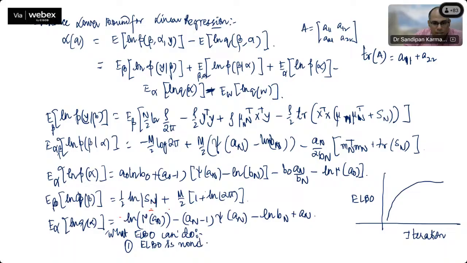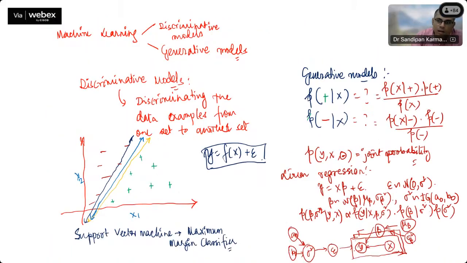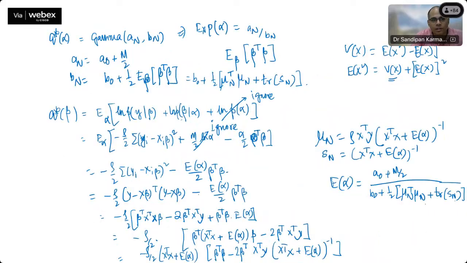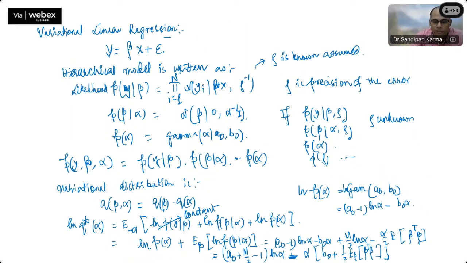So one is that ELBO is non-decreasing. If it is coming down, there might be some problem in your code, or you have to initialize the parameters properly. Because initialization is a very difficult and very tricky thing. Suppose the prior you are taking for beta is a normal distribution. Normal distribution has two parameters, one is mean, another is variance.